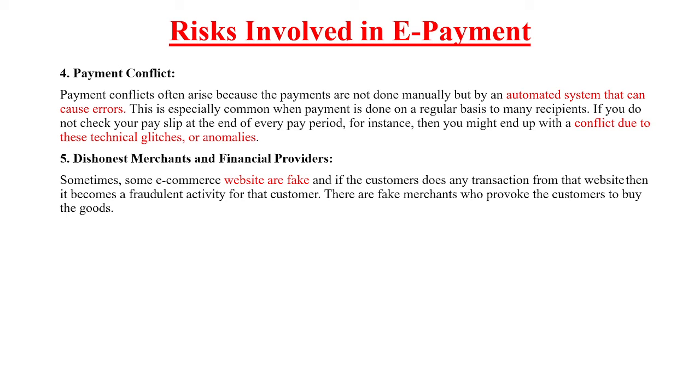And these are fake merchants who provoke the customers to buy the goods. So it can happen due to dishonest merchants, or sometimes a website which is fake, where we term it as fake merchants. Either of these is going to provoke the customer to buy the goods, and through their activity there is a chance that the transactions can be fraudulent, and they can grab that information and misuse it. So these are all the 5 major risks involved in e-payment system.